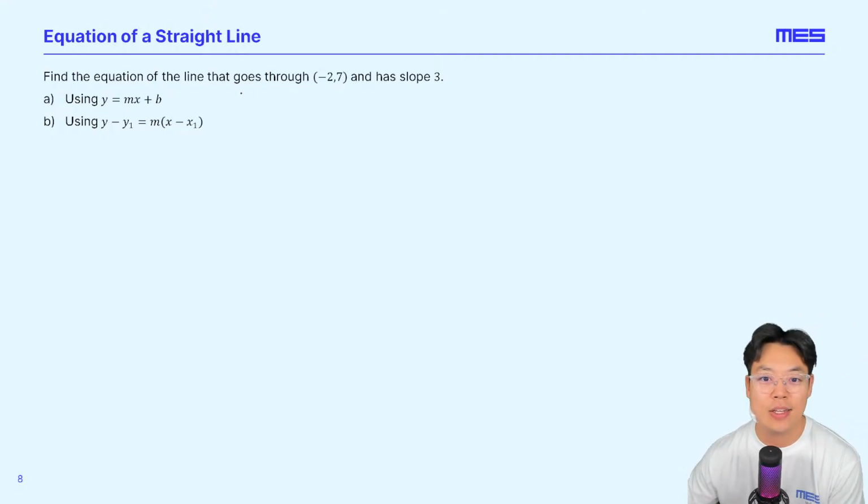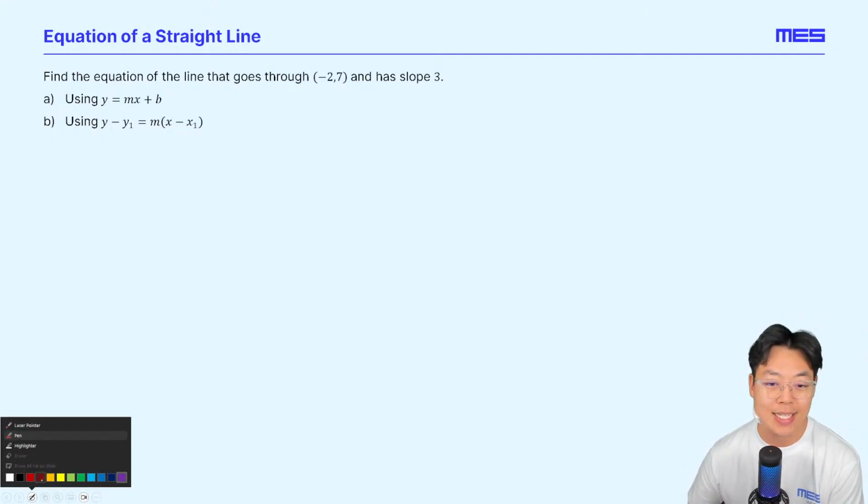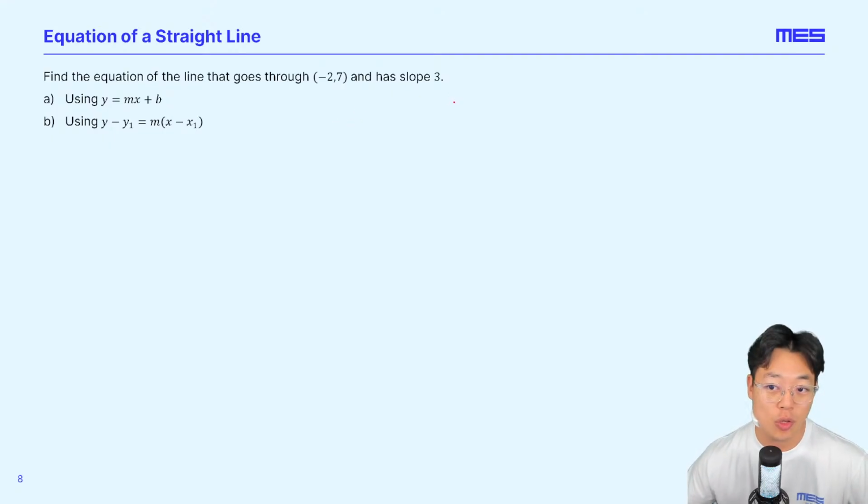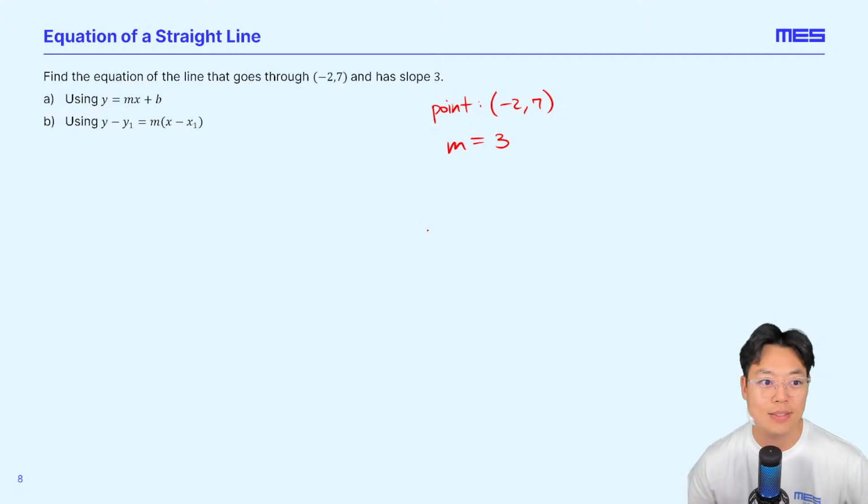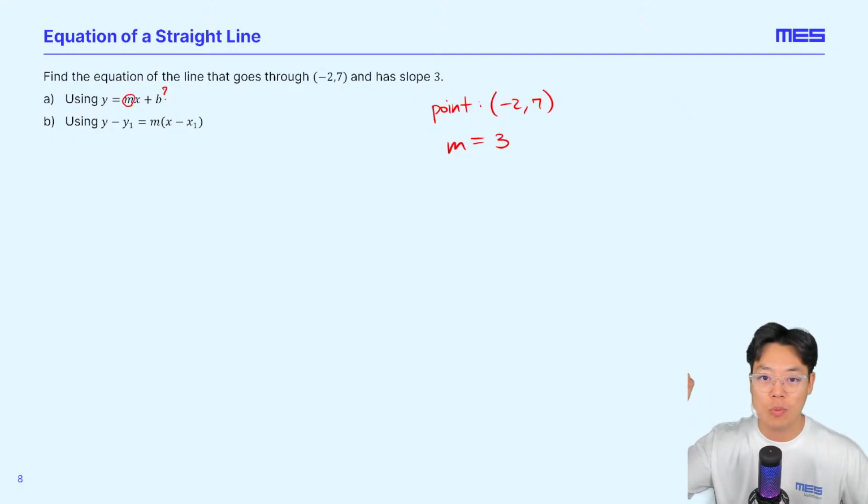Find the equation of a line that goes through negative 2, 7 and has a slope of 3. So we are told that our point is negative 2, 7, and our slope is 3. Now, if we wanted to use slope-intercept form, I have my slope, but I don't know what my y-intercept is. In order to find it, I'll have to create a quick little graph and go up 3 over 1, up 3 over 1 to get to my y-intercept, where the x value is 0.